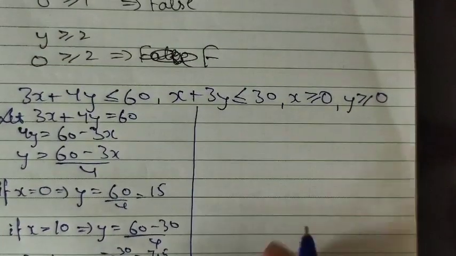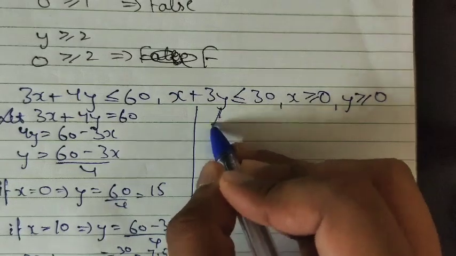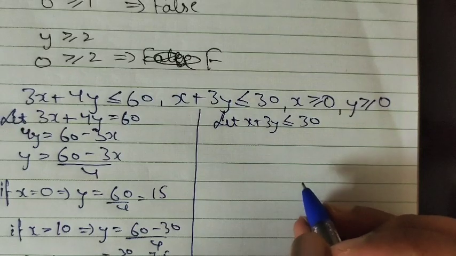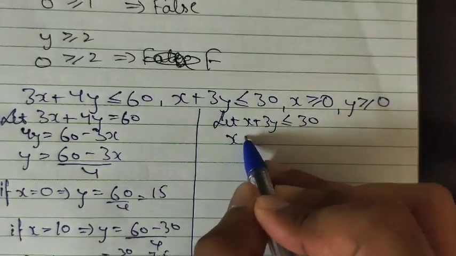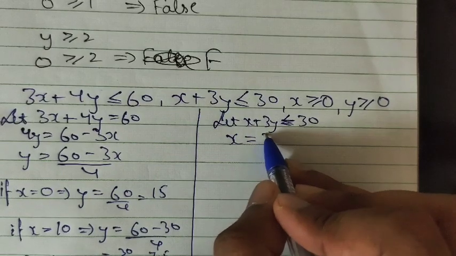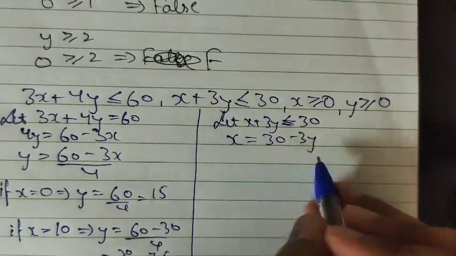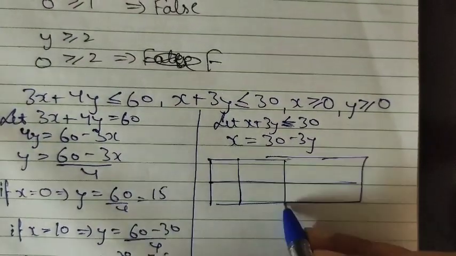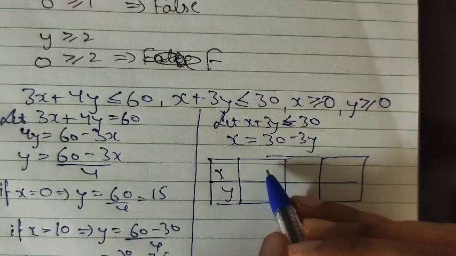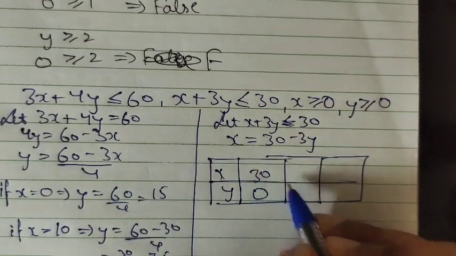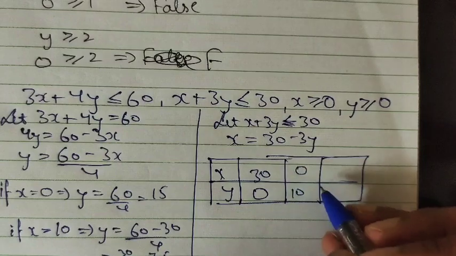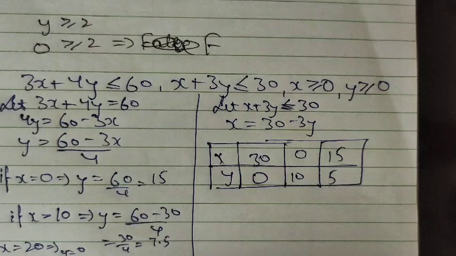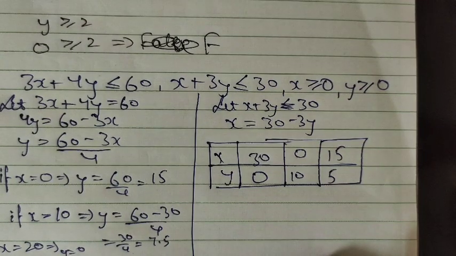So this table we got. Let's draw the same table for this equation also. So let x plus 3y be less than or equal to 30, right? So x is equal to 30. So x is equal to 30 minus 3y. So for every different value of y we have a different value of x. Directly I am drawing this table x, y. So if y is 0, x will be 30. If y is 10, x will be 0. If y is 5, x will be 15, right? 30 minus 15. So these points we have got.